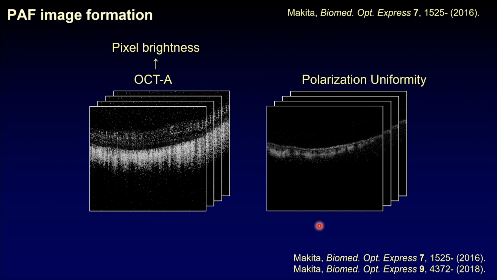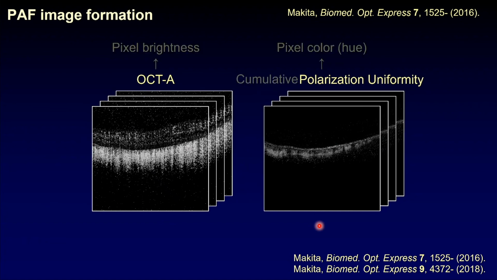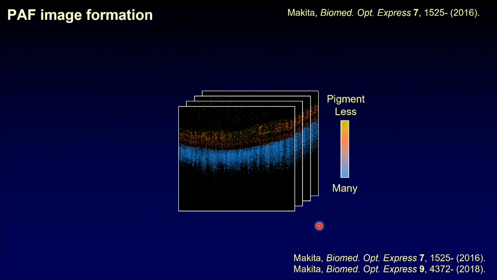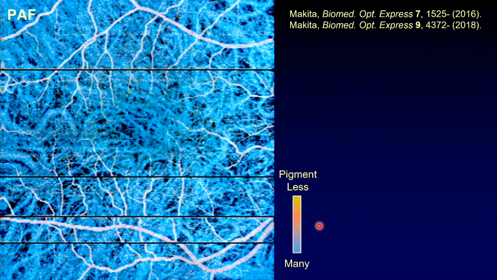From the polarization uniformity, we computed the cumulative polarization uniformity from the top to the bottom, right? It's the cumulative value from the top to some particular depth. We sum all of the melanin signature, okay? And I use it as the color information, the color hue of the pixels, and combine it. Then we have this kind of colorful 3-dimensional volume, and we do volume rendering to watch this volume from the top.